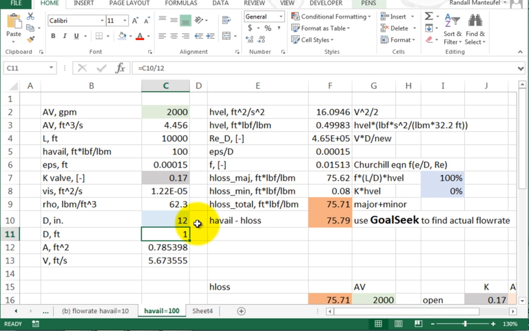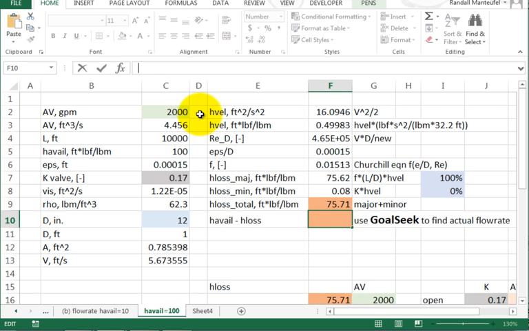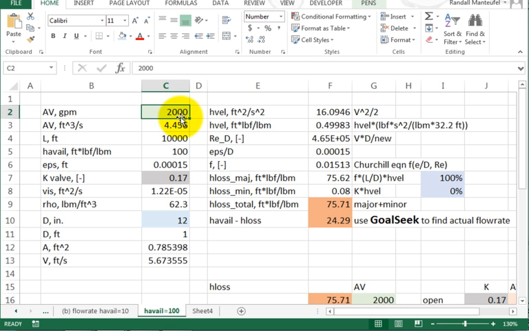What is my actual flow rate going to be? So what you could do is use GoalSeek to find the actual flow rate. If you built it and actually there was 100, you have to say the head available minus the loss is equal to available minus what you actually lose. So I've got 24 more units of head loss that I could have. So what's the flow rate going to do if I install? That flow rate's not going to be 2,000, is it?